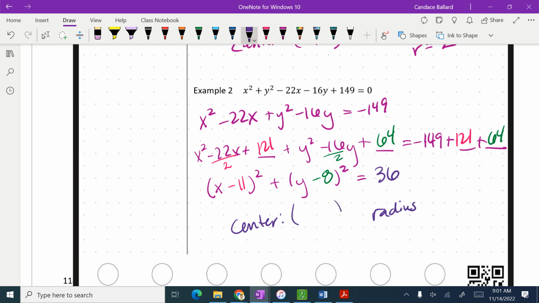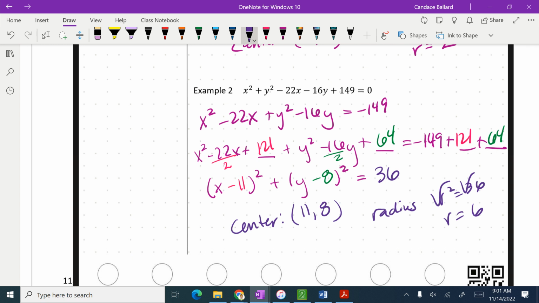What was your center that you got? 11.8. Everybody good with 11.8? Okay, perfect. All right, my radius, that's the radius squared, right? So I have to take the square root of that. What's the radius? 6. Okay, so not so bad, right? We've really worked up to the fact that we've made this really easy.